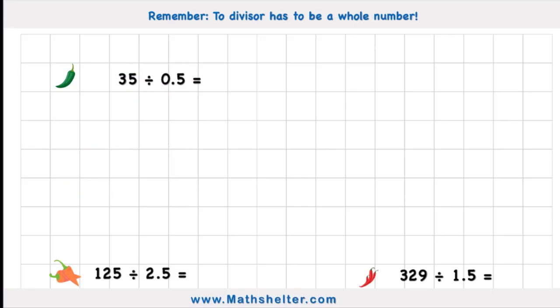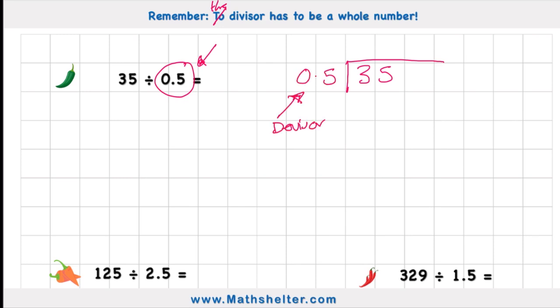We're going to start with our green chili challenge today, but we're going to look at what to remember. And what to remember is the divisor has to be a whole number. So at the moment our divisor is a decimal. The divisor is the number on the outside of our bus stop. So if I put my bus stop in play here, I have 35 whole in the middle and I have 0.5 on the outside, my divisor. The number on the inside is called the dividend. And it doesn't matter if the dividend is a decimal, but we need the divisor to be a whole number.